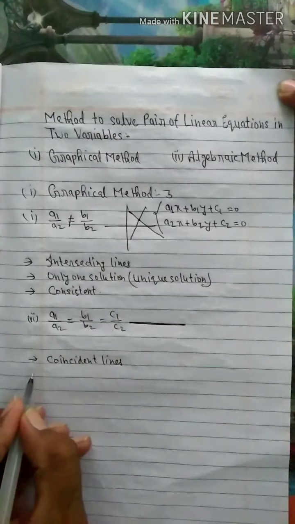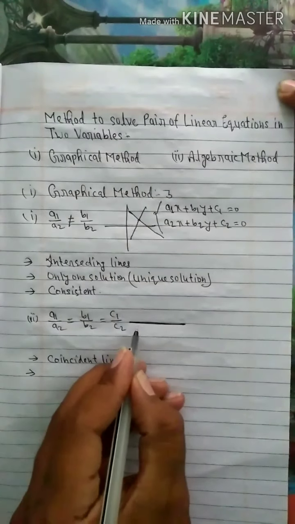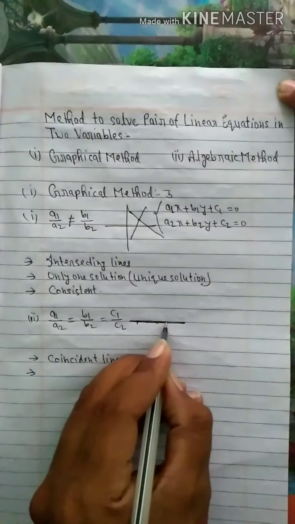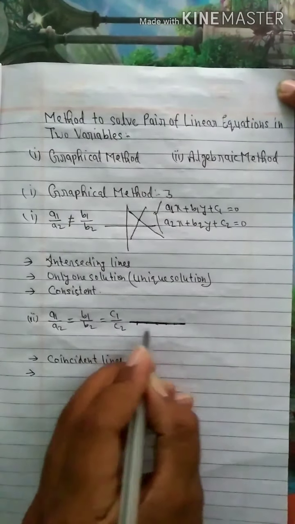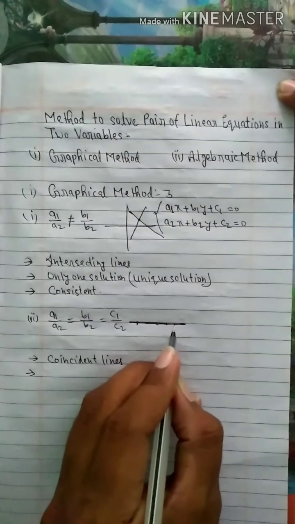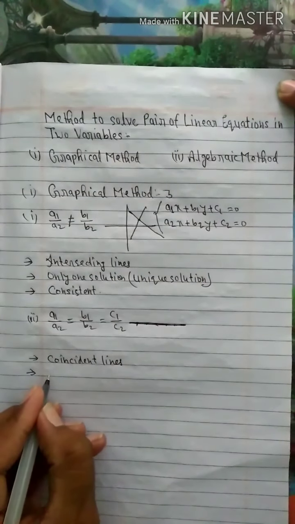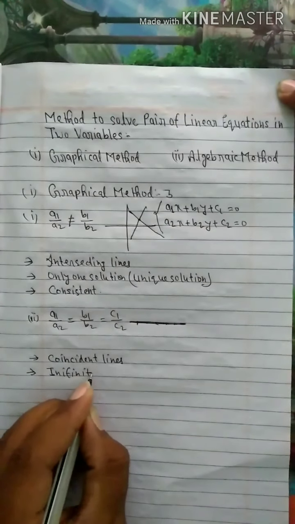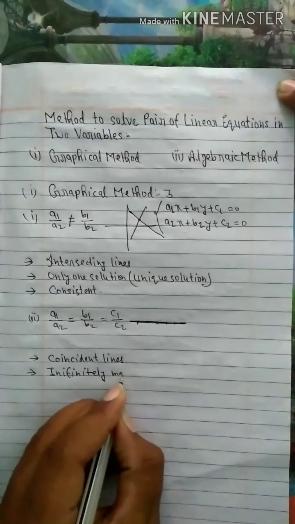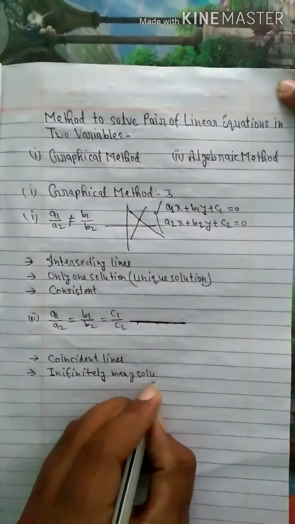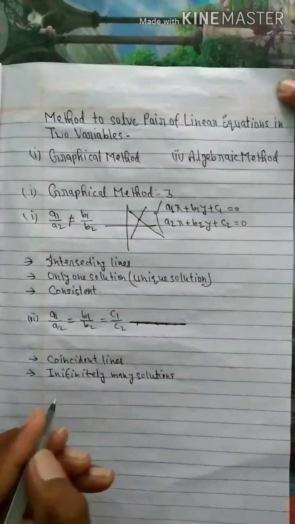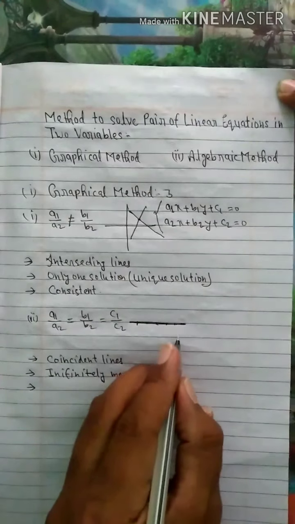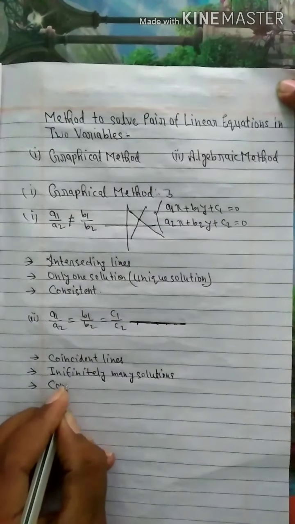And now the second point: here both lines meet at each and every point. So now we can say the solutions of the equations are infinitely many solutions, and here we get solutions. So now such type of equation is consistent.